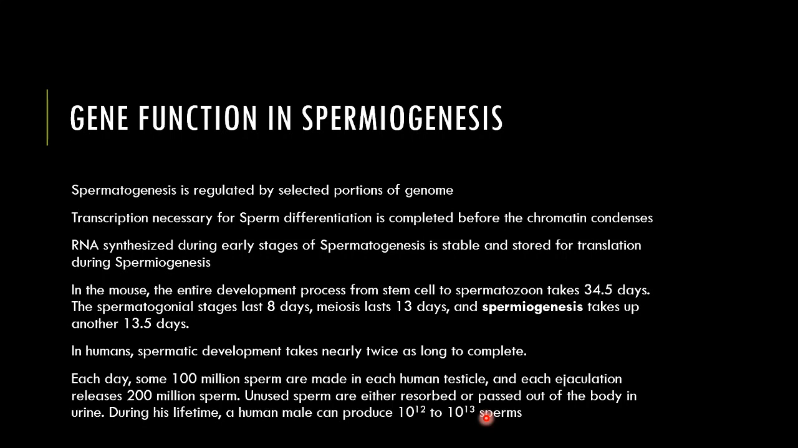Now let's talk about the gene function during spermiogenesis. The whole of spermatogenesis is regulated by selected portions of the genome. As I told you, the chromatin condenses during this process, so all the transcription done to form the mRNA is completed beforehand. This RNA, which is synthesized, is stable and is stored and later on translated into proteins.